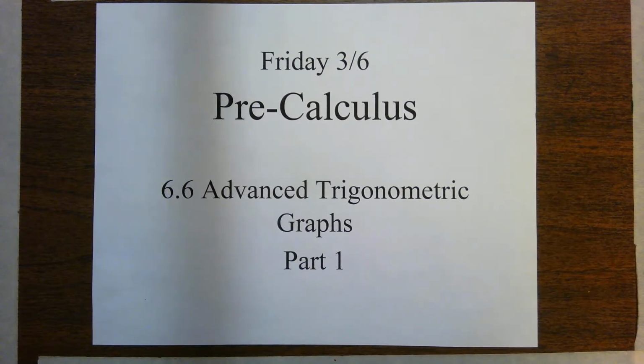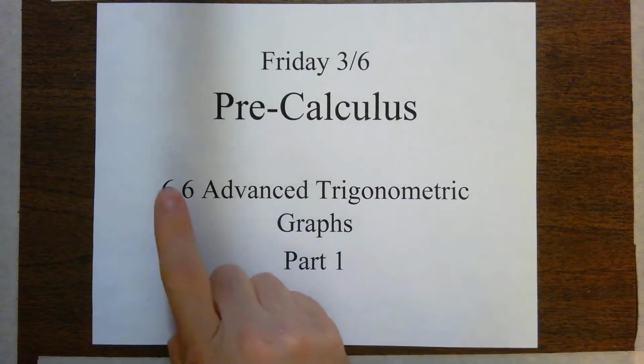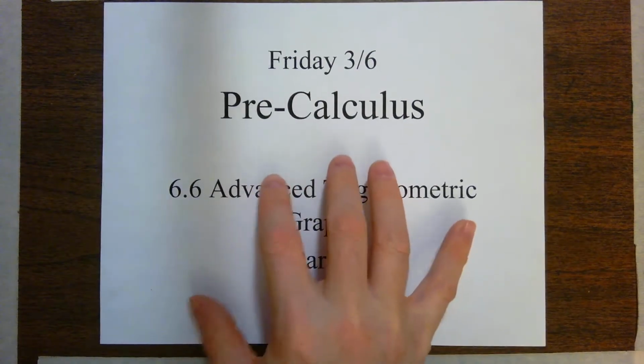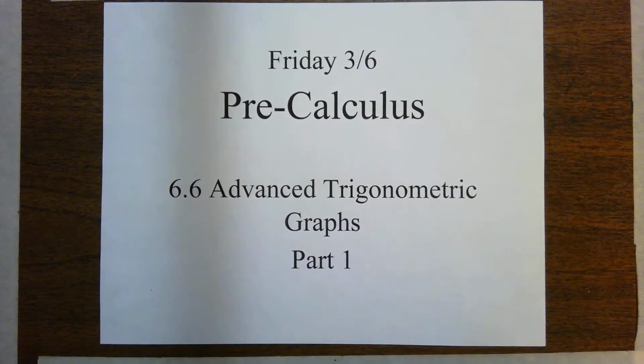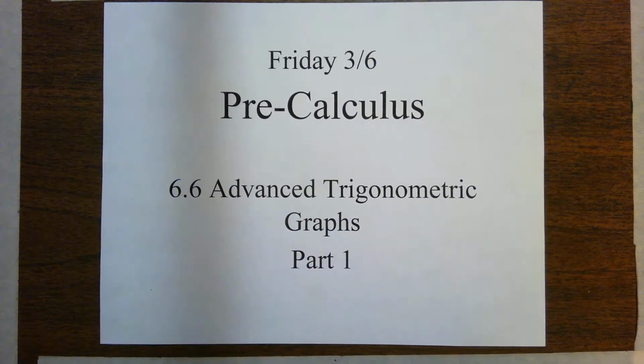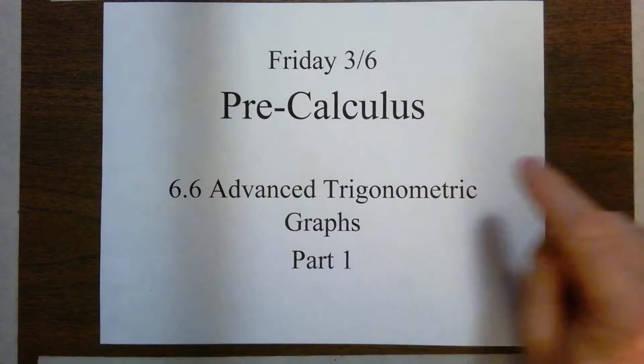In 6.5, the lesson before this, when we talked about the graphs of tangent, cotangent, secant, and cosecant, there was only one video about that. And we talked about that. But now we have another video here, so bonus video. Make sure we're watching this one again today on Friday, March 6th.